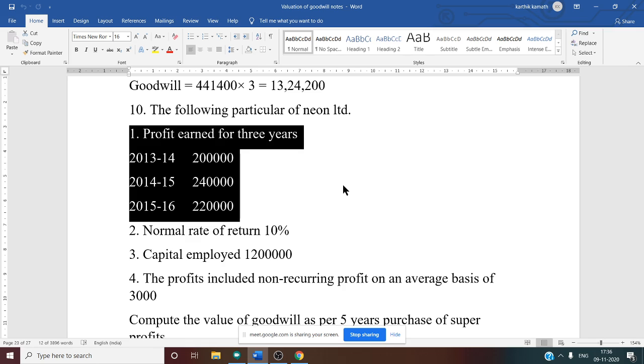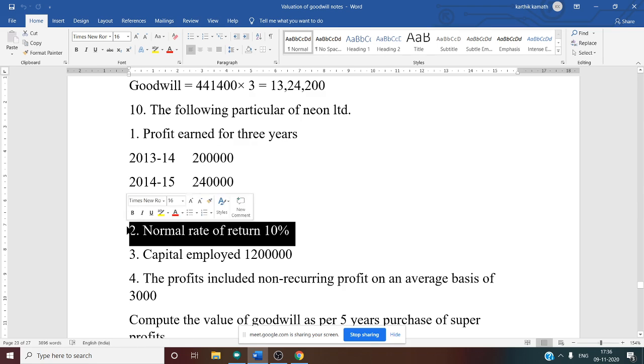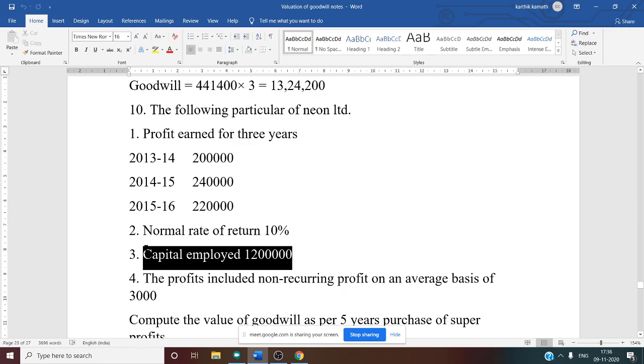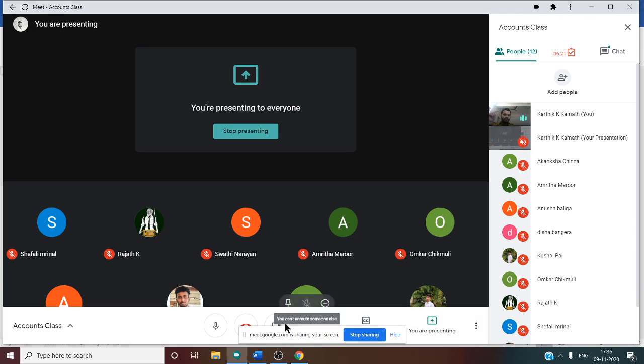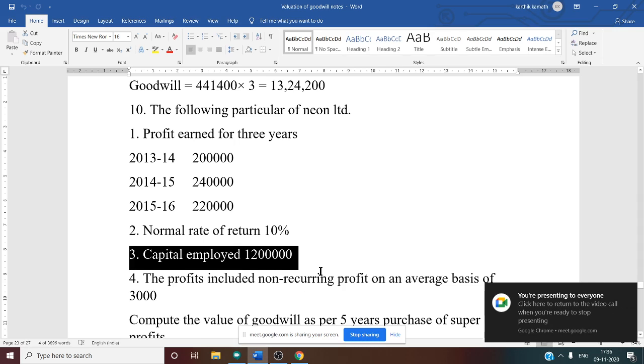Then normal rate of return, that is nothing but expected rate of return, 10%. Capital employed is given directly. No need to calculate by the net asset method, because capital employed is directly given in this problem. So that is 12 lakh capital employed.